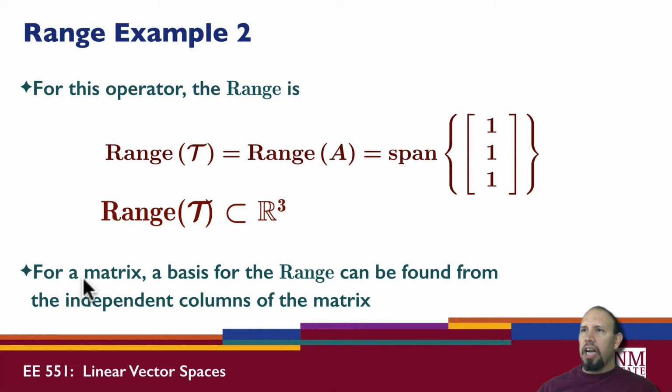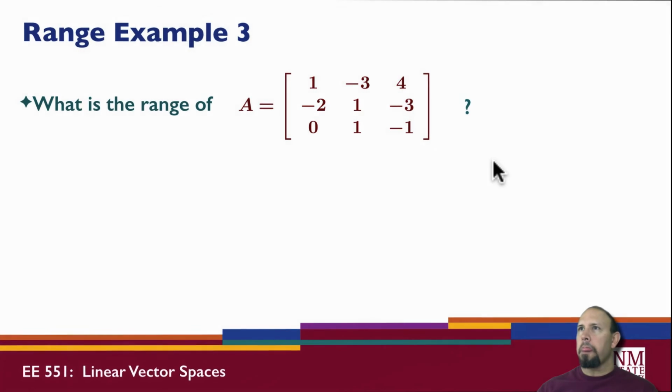So in general, for a matrix, a basis for the range can be found from the independent columns of the matrix. In our case, our matrix had all ones, therefore it only had one independent column. So this is a basis for that space. We'll talk more about bases in our lecture next time.